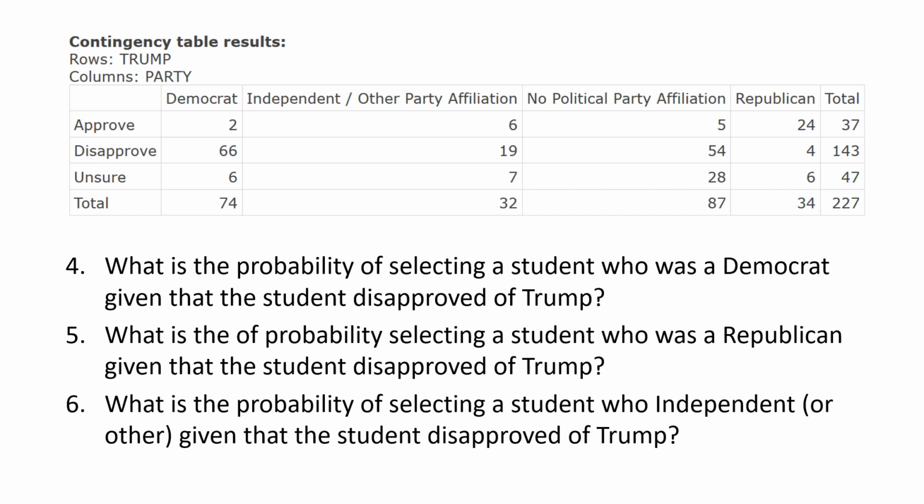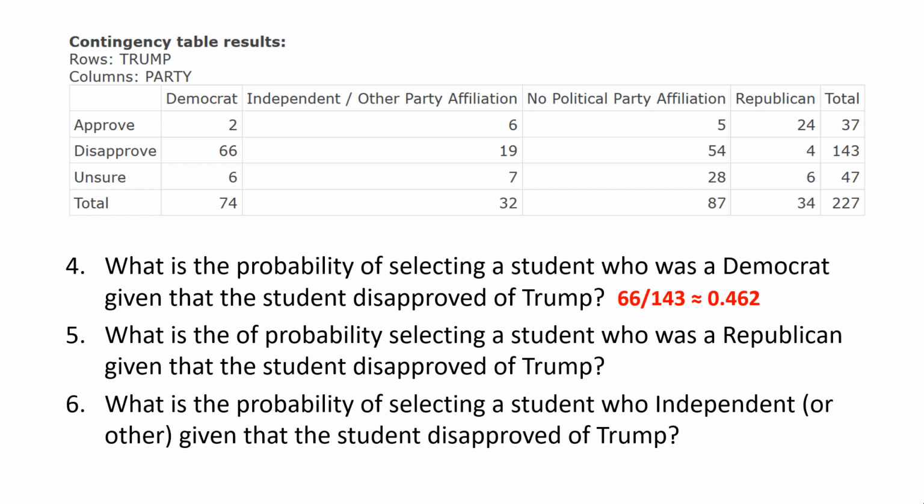Number 4, what's the probability of selecting a student who was a Democrat given that the student disapproved of Trump? Okay, this time we're given that the student disapproved of Trump. Disapproved is here, so we see that there were 143 students who disapproved of Trump. That is our denominator. Our numerator is how many of those 143 are Democrat? Well, that would be 66. So the probability is 66 divided by 143, which rounds to 0.462.